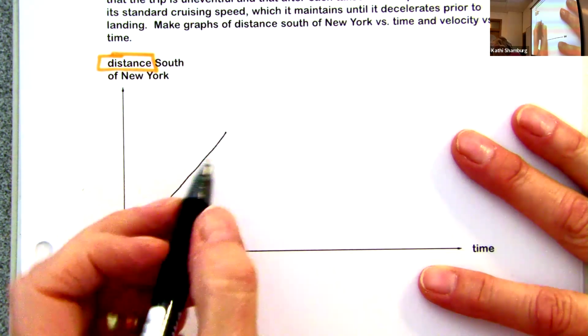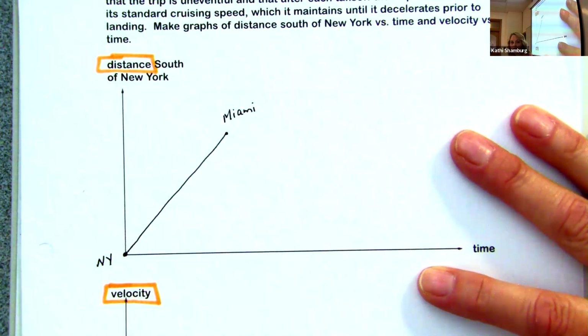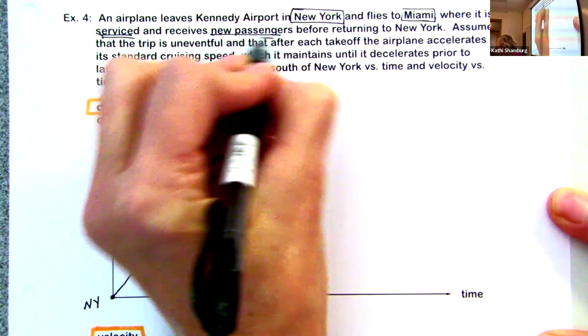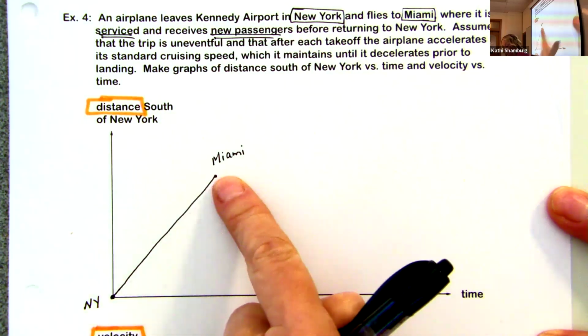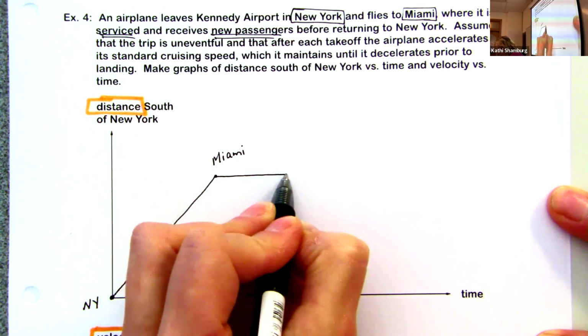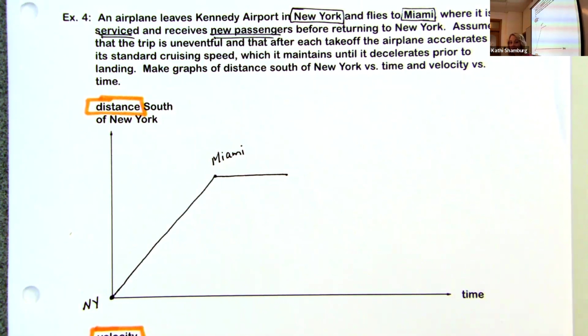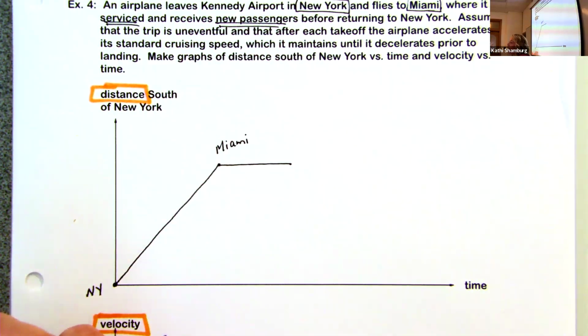All right, and then it says we reach Miami, and then what happens? Do they immediately return to New York? What are they going to do? Have to service the plane and get new passengers. So what happens to the distance away from New York? It stays the same, doesn't it? So however far this is, when I'm sitting in the airport, it's getting serviced and new passengers, I'm still that same distance from New York. So however much time passes, and then what is that plane going to do? It goes back to New York, so now what is my graph going to do? Decrease.